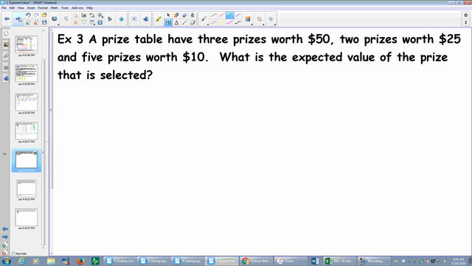So it says, example 3, a prize table has 3 prizes worth $50, 2 prizes worth $25, and 5 prizes worth $10. What is the expected value of the prize that is selected? Okay, so in order for me to do this, I have to figure out how many prizes are there, which is my denominator, my n. I have 3 prizes of 50, 2 of 25, 5 of 10. So I'm going to write here 3 plus 2 plus 5, which gives me 10 prizes up there.